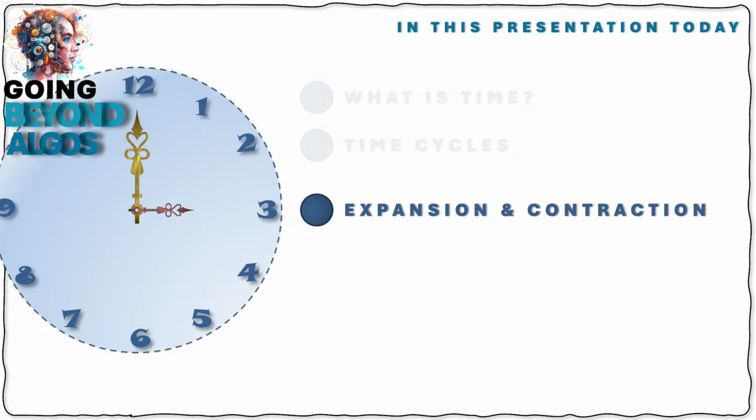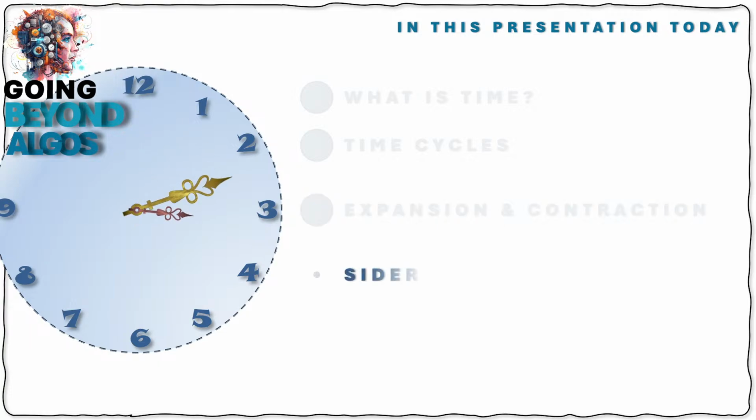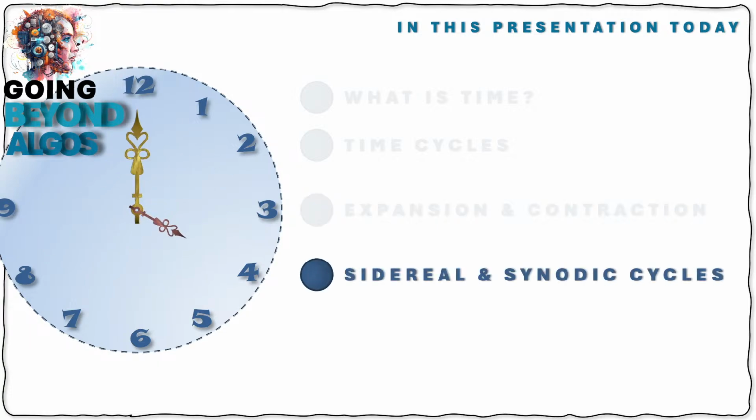But time itself is not a constant. Time expands and contracts. How does it expand and contract? What is the effect it shows on the market? We will see in the presentation today. Then we will understand two different kinds of cycles. At a very basic level, we will understand these two concepts, sidereal and synodic cycles. What are they and how do they affect the market?